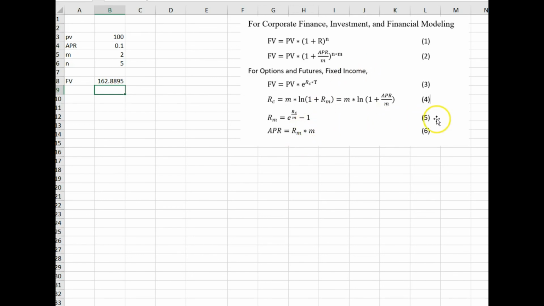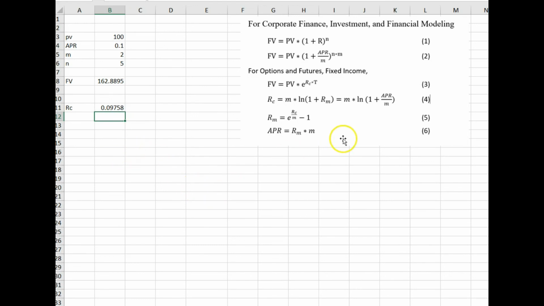Based on equation number 4, we can calculate the continuous compounding rate. This is RC. So RC will be M times the natural log of 1 plus APR divided by M, so 10% divided by M. So 9.758% is the continuous compounding rate.